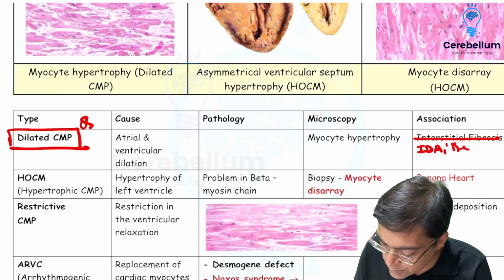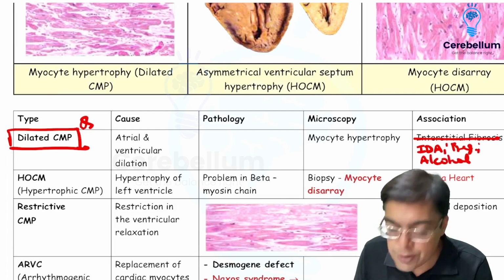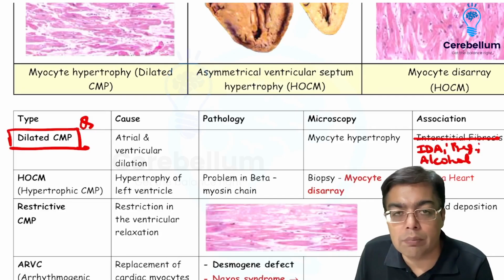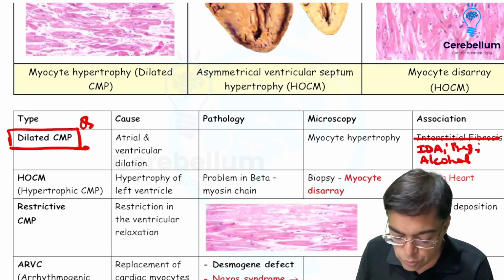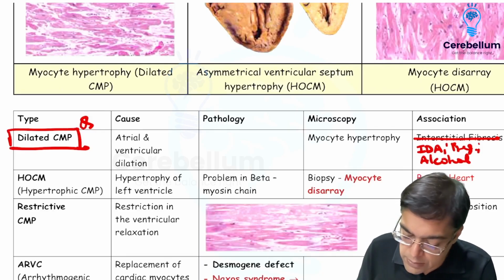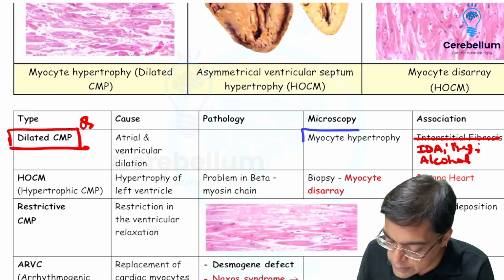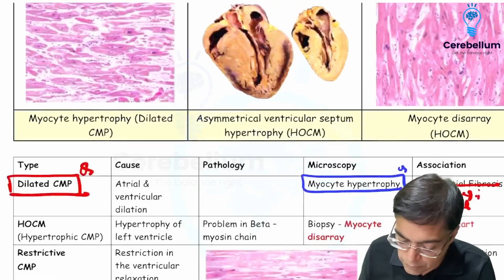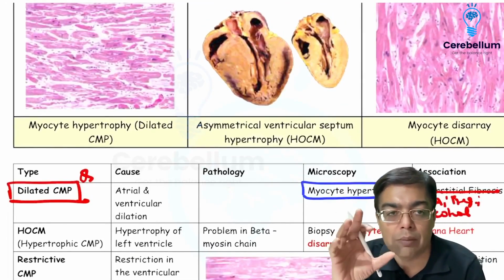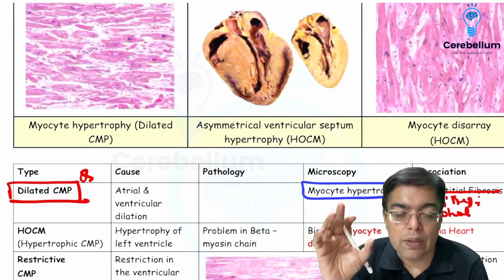This could be seen in a patient after pregnancy. This could be seen in a patient because of a history of alcohol intake. So, binge drinking, postpartum cardiomyopathy, severe iron deficiency anemia or wet beriberi are the conditions associated with dilated cardiomyopathy. In this condition, there is an increase in the size of the cardiac fibers. That is given the name of myocyte hypertrophy. The cardiac fibers characteristically become big in size.